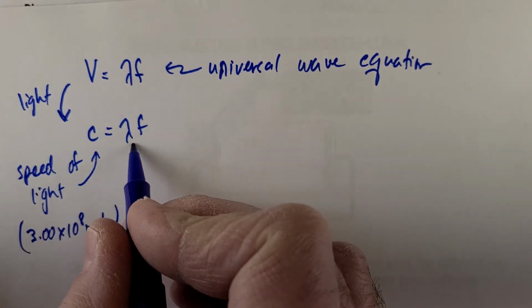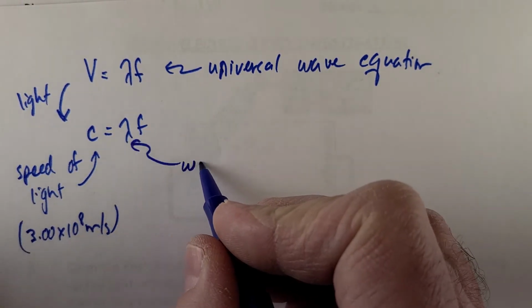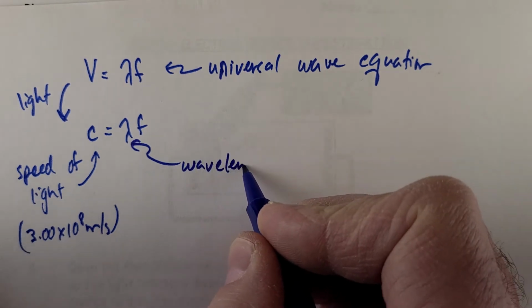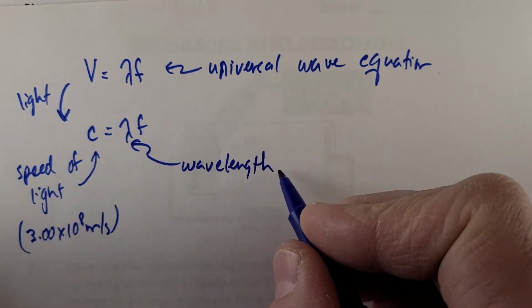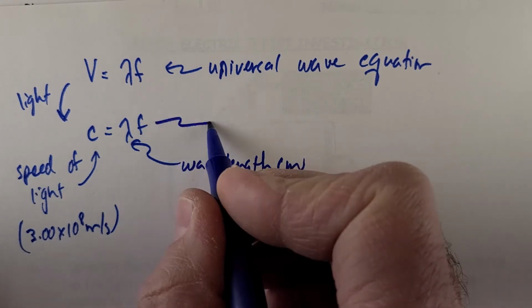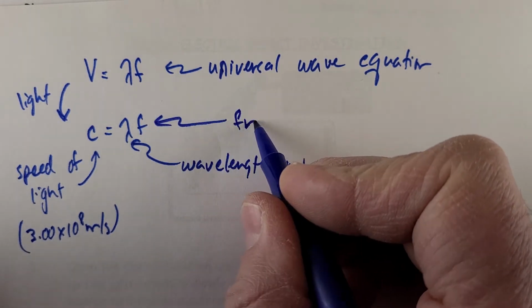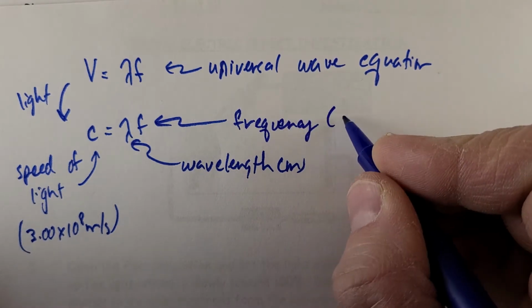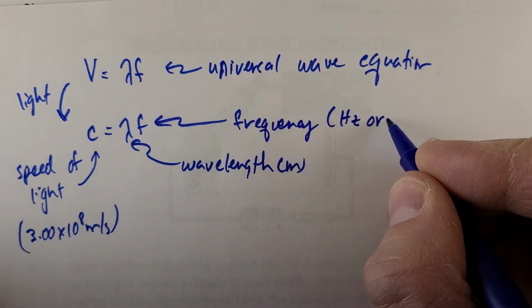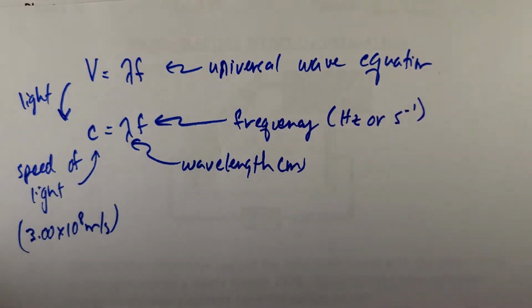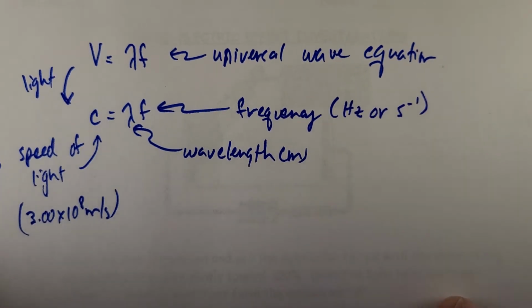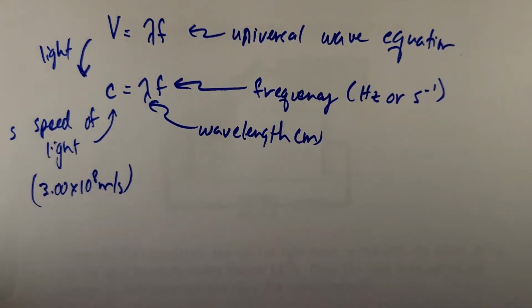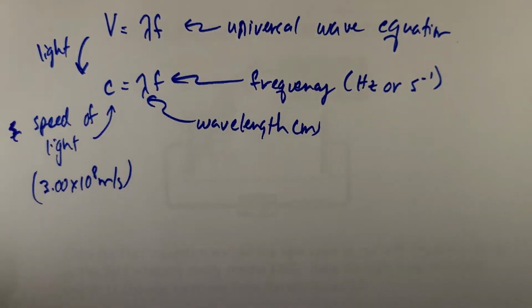And of course, over here we have wavelength, which is in meters. And we have frequency, which of course is hertz, or seconds to the -1, or 1 over seconds. Okay, so we start off with that in terms of waves, what we're dealing with there.